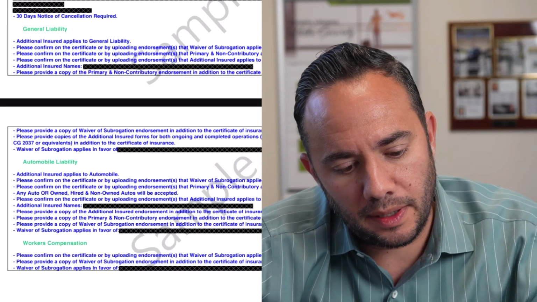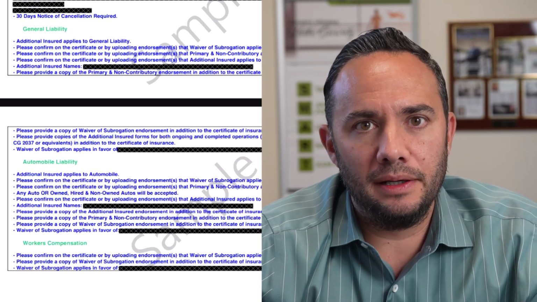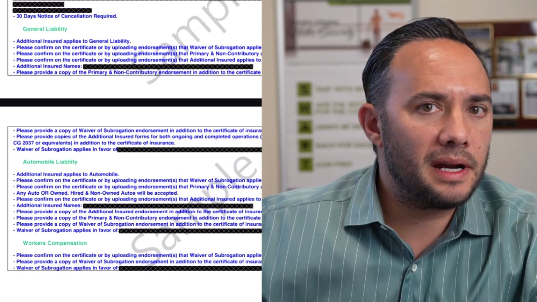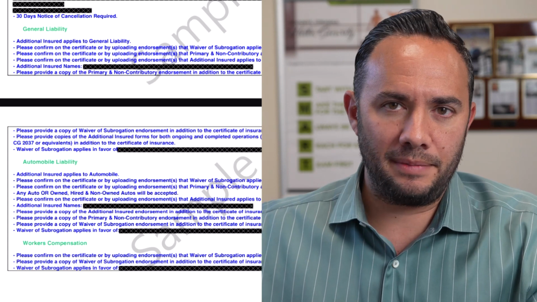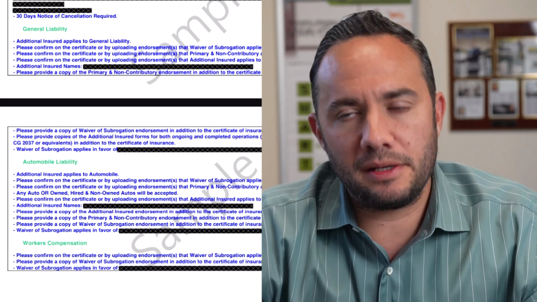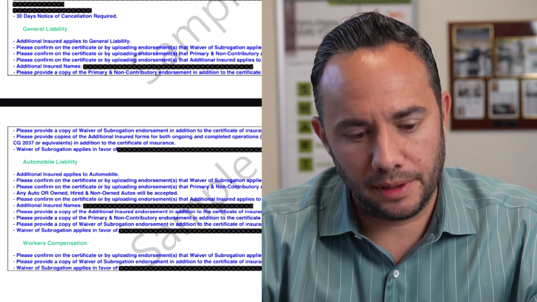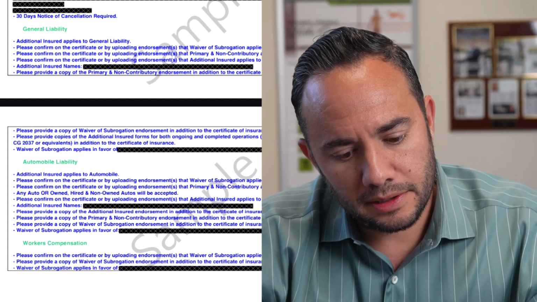I told you before, symbol 1 gets you all owned, hired, and non-owned auto. Not all carriers like symbol 1. If you're not an entity, if you're not a corporation, a partnership, an LLC, I'd be shocked if you can get symbol 1 from a business auto carrier. If you're an individual, if you're operating your construction business as an individual or sole proprietor, you're most likely not going to get symbol 1. Here, they'll accept symbol 1 or 7, 8, and 9.